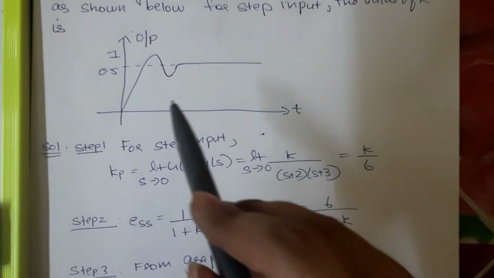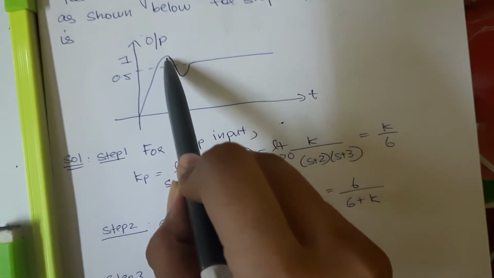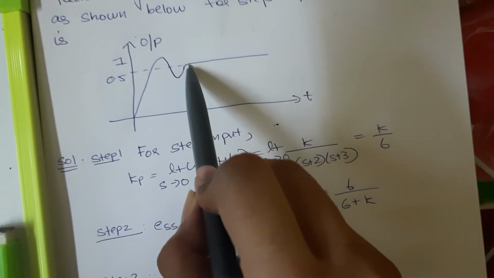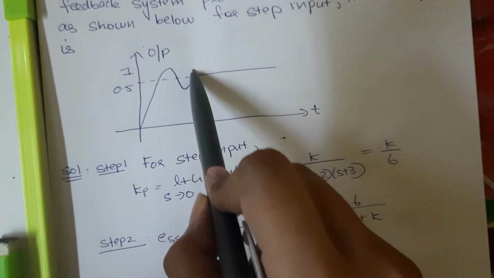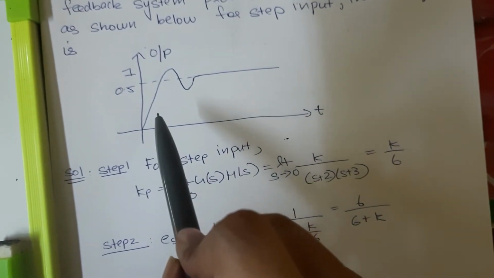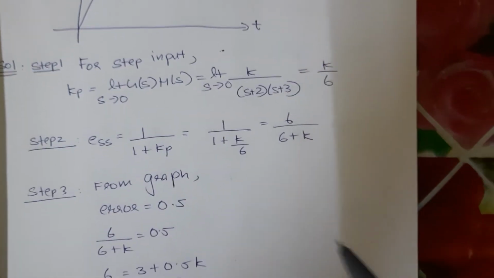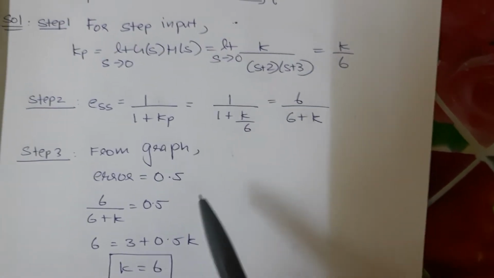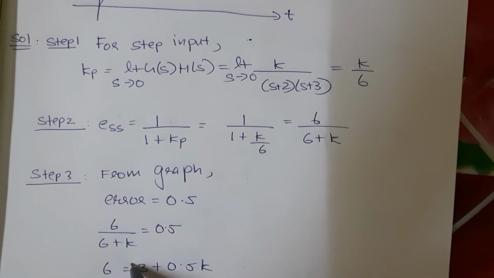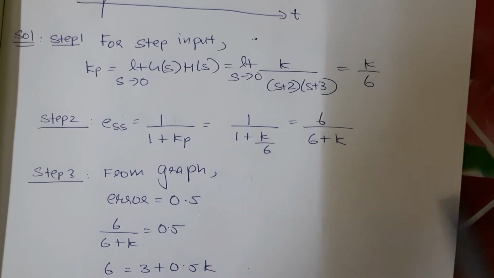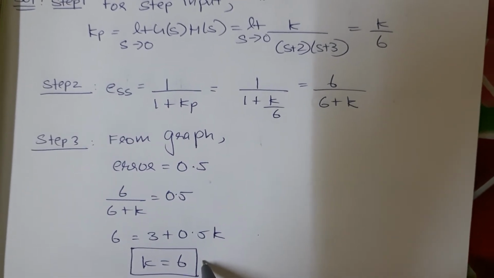Now if I see from the graph, the maximum value is 1 and the settling value is 0.5. So the error is 1 minus 0.5 from the graph. So now we need to equate both the equations. So 6 by 6 plus K is equal to 0.5. So after simplifying, the value of K I get is 6.